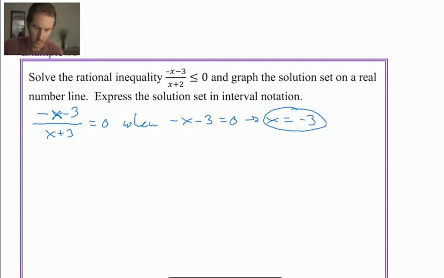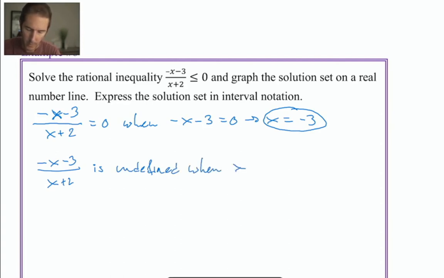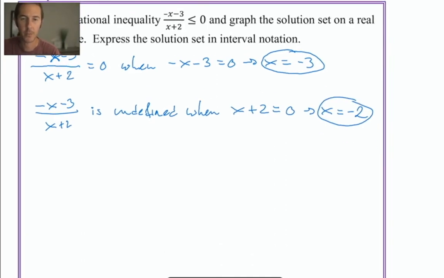What x values? Ooh, I have a typo. This denominator, I had 3's on the brain. That was supposed to be x plus 2. When is the left-hand side of this inequality going to be undefined? Negative x minus 3 over x plus 2 is undefined when x plus 2, the denominator, equals 0. And we know that that happens when x is equal to negative 2, so that is going to be our other reference value on the number line.